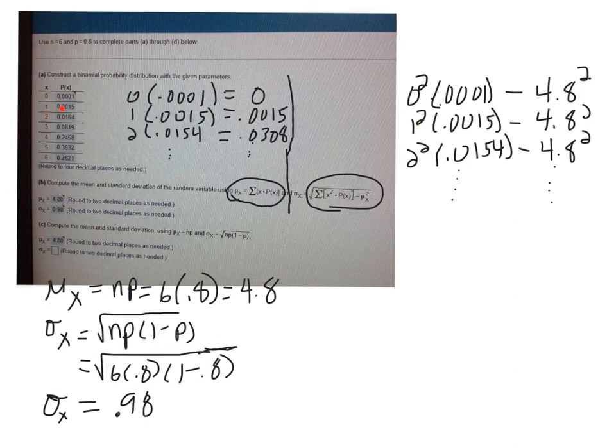So it's going to be 1 squared times its probability minus the mean squared. It's going to be 2 squared times its probability minus the mean squared. So you have to do that for all 6. Actually, there are 7 of them here. You have to do it for all 7 of them, and you're going to get a result. Then you add these 7 numbers and take the square root of it. It's going to come out the same, 0.98. So I hope this helps.